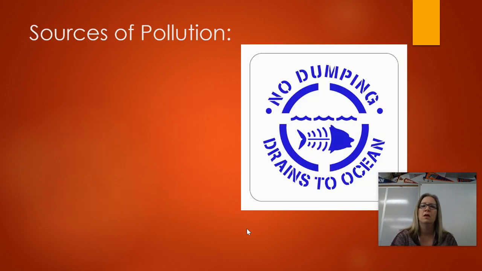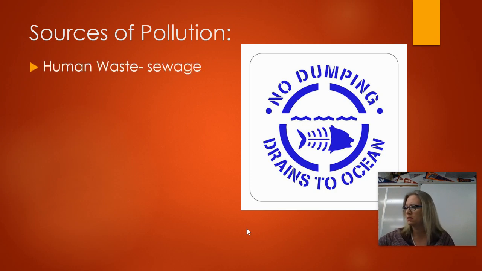Some more specific sources of pollution. And this is straight out of your book, so you can follow along on section 3. The main sources are human waste, which is sewage. Believe it or not, some sewage systems are so old they can't withstand the sewage and rain. And so when it rains, sometimes the sewer system actually overflows and it's released into rivers and oceans. Kind of nasty, but that is something that occurs.